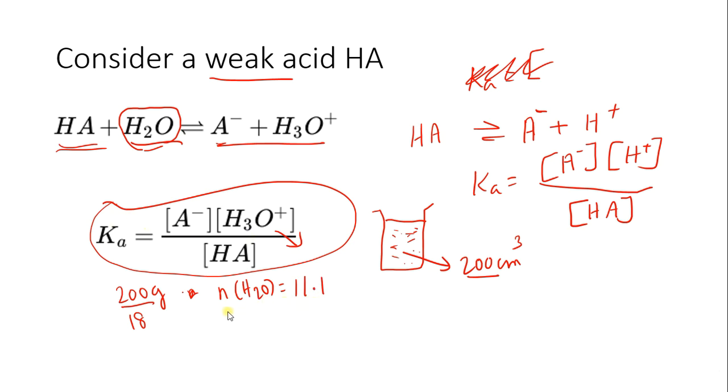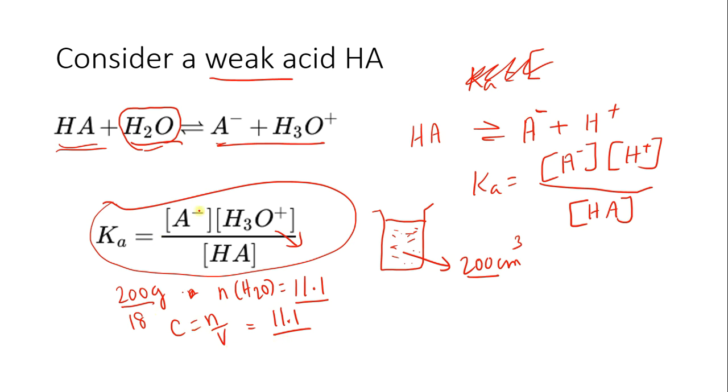n of H2O gives us 11.1 moles of water present in 200. You can do any volume and it gives the same answer, right? Then you divide by the volume, because we want to work out the concentration of water. So C equals n over V. Now we have 11.1 moles. n represents moles, V is volume in liters, right?